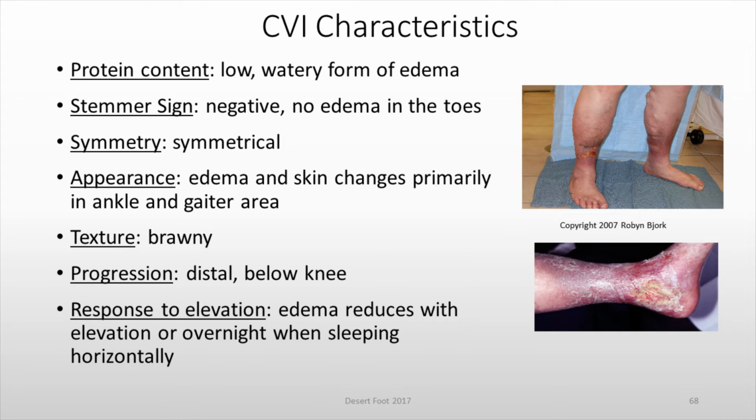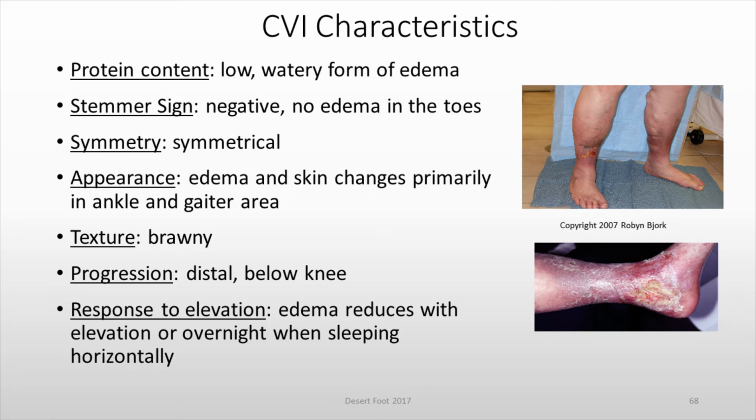Okay, so with CVI, we know that typically with traditional venous insufficiency, early on, venous hypertension leads to that watery, low-protein edema, until there's dysfunction of the lymphatic system. That's when it converts to high-protein edema and a true lymphedema. With classic venous insufficiency, you might not have a Stemmer sign. It might be negative initially until there are more fibrotic changes that persist.